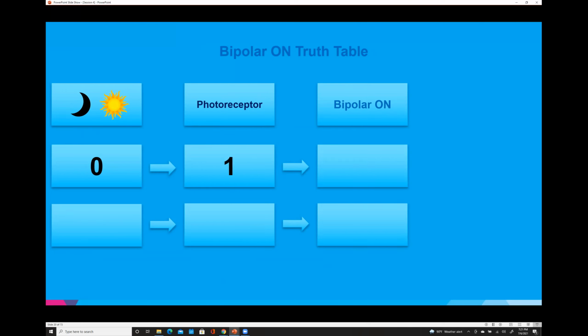So then what is going to happen to the bipolar on cell? Is that on cell going to be active or inactive in this state? It's inhibited. You got it. Or inactive. I like inhibited, I like inactive. I like them both.